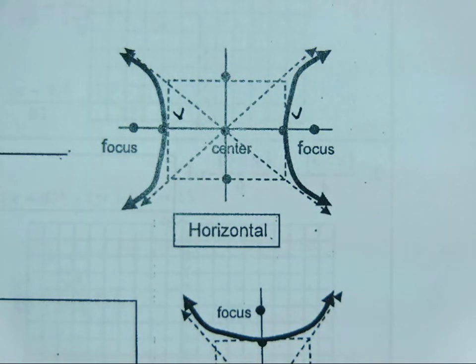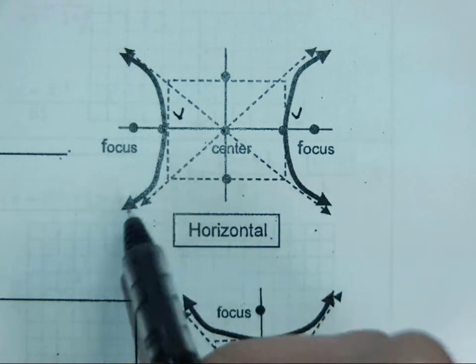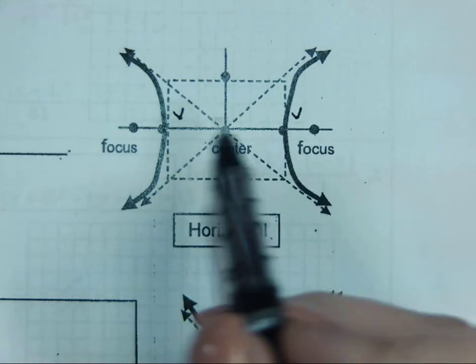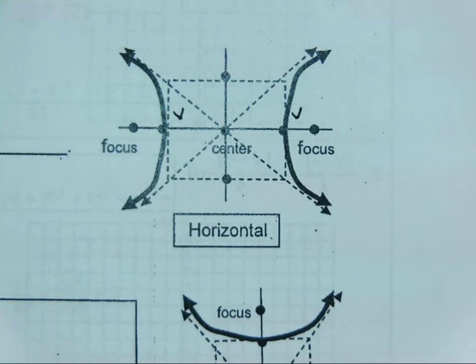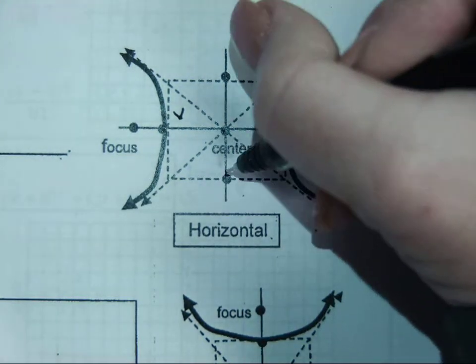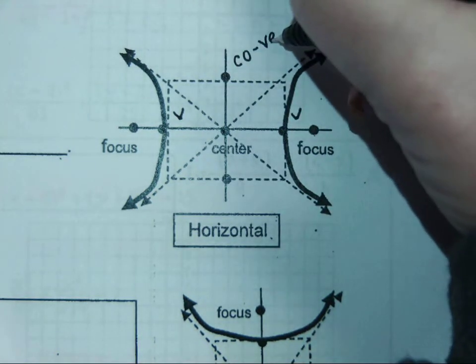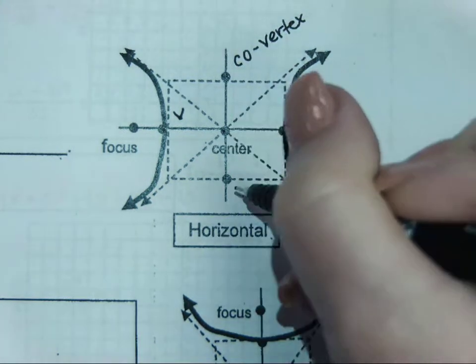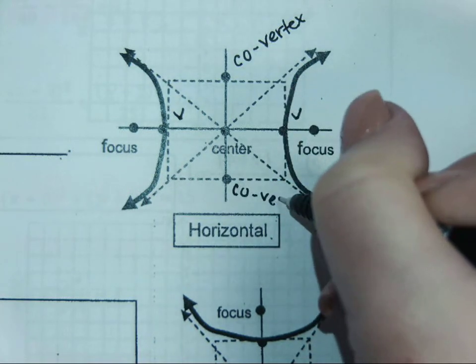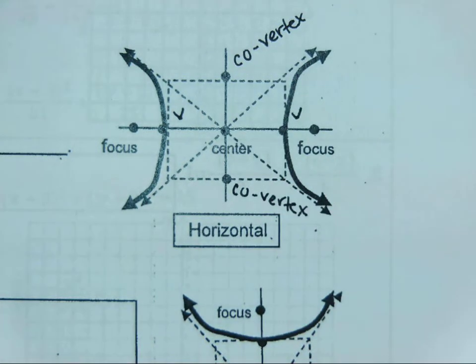And then you have on the inside of your hyperbolas your foci. And again, even though these two pieces aren't touching any part of the graph, this would be your co-vertex. All right. So similar names to some of the other conic sections that we've graphed.